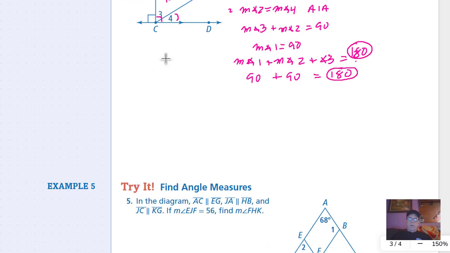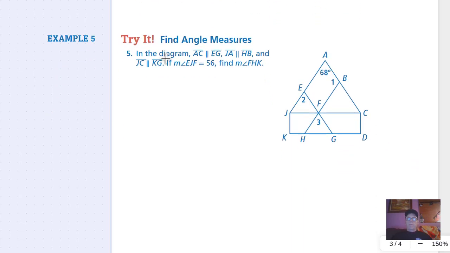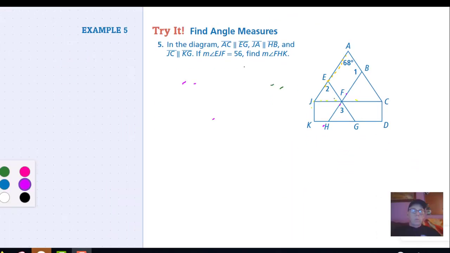Let's look at example 5. Let's see, they're giving us a bunch of parallel lines here. So let's start with these two lines being parallel to each other and see what we can do. They're telling us that angle EJF is 56 degrees.